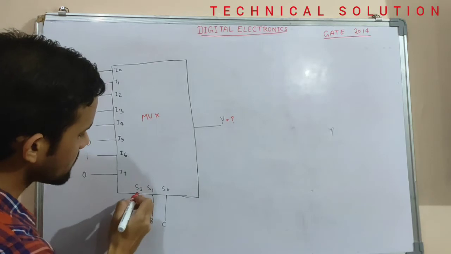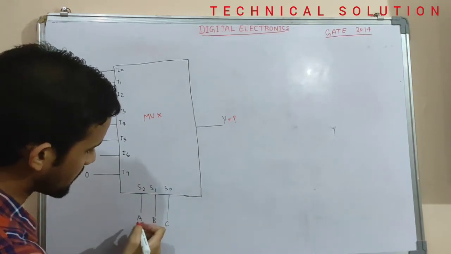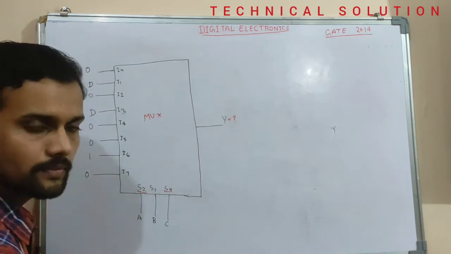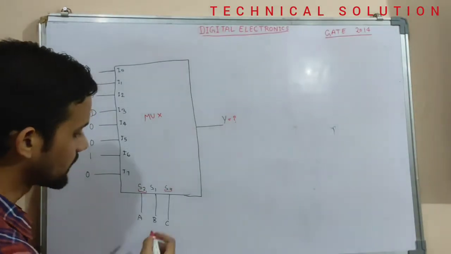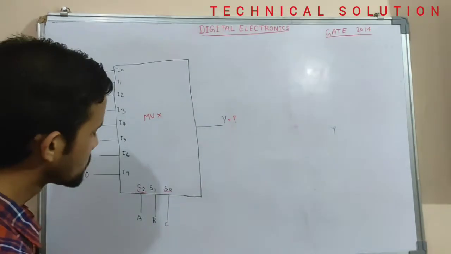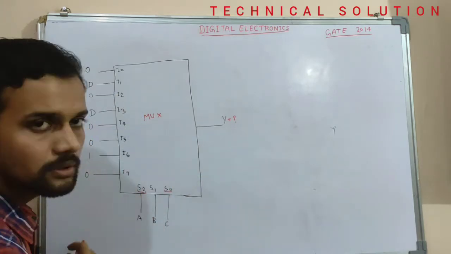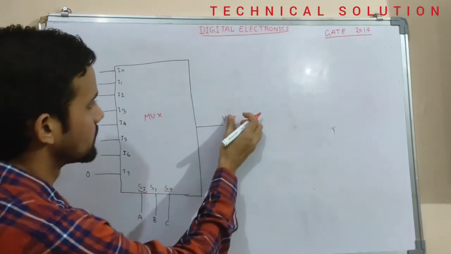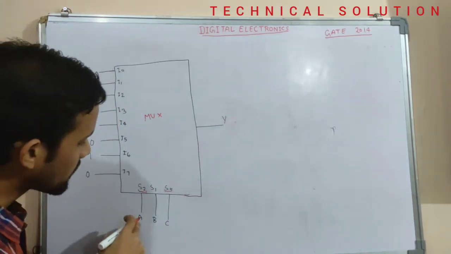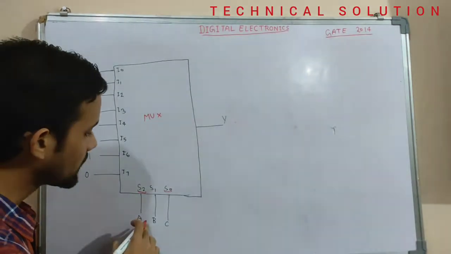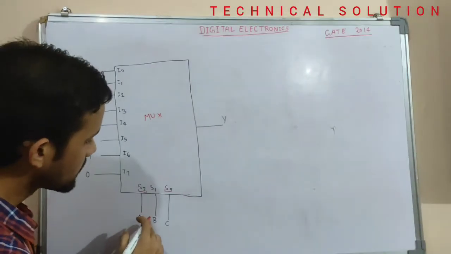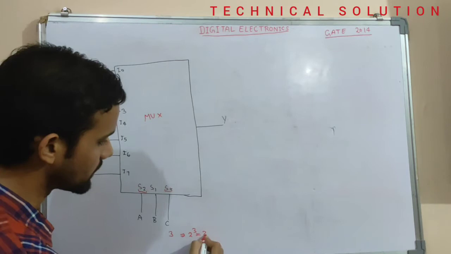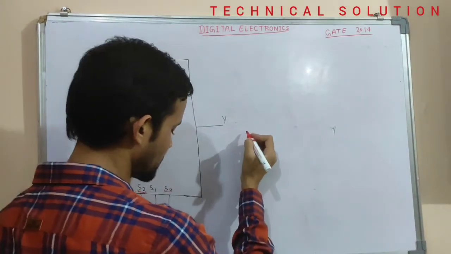Here the selection lines S2, S1 and S0 are given by A, B, C, in which S2 is the MSB and S0 is the LSB. MSB means most significant bit, and LSB means least significant bit. Based on these selection lines, the input is passed through to the output. So how to write the output of this multiplexer? Let us write all possible combinations of the selection lines. There are a total of 8 possible combinations because there are 3 selection lines, so 2 to the power 3, that is 8. Let us first write all the possible combinations.